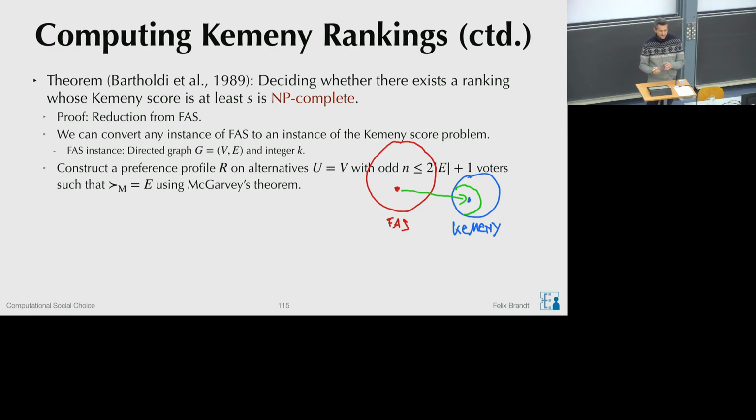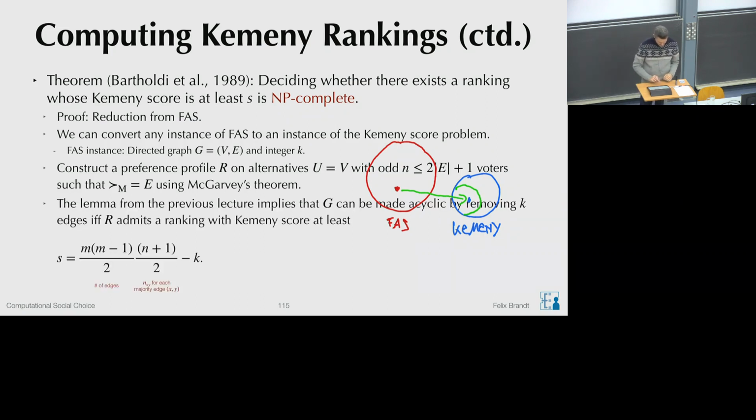Okay, so we converted the input of the graph problem to an input of the social choice problem, which takes a preference profile. And now the only missing part, and this is really just one where you have to get the numbers right, is we have to convert the other part of the input. For feedback arc set, it was the number k of edges. And for Kemeny score, it was s, the Kemeny score. Okay, and we have to somehow translate this k into the appropriate s.